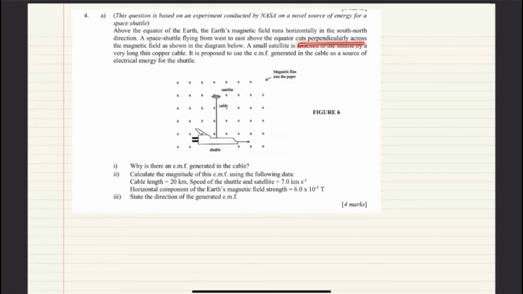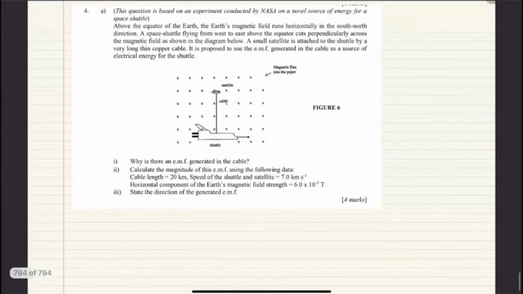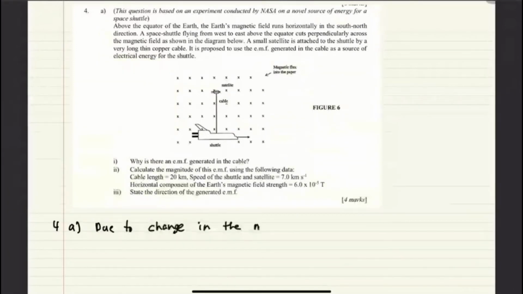So you know that if you have a straight conductor cutting through the magnetic field, it will produce an induced EMF. Okay. So answer A, you can answer change in magnetic flux based on the definition for induced EMF. Why is EMF generated in the cable? Because due to change in the magnetic flux.